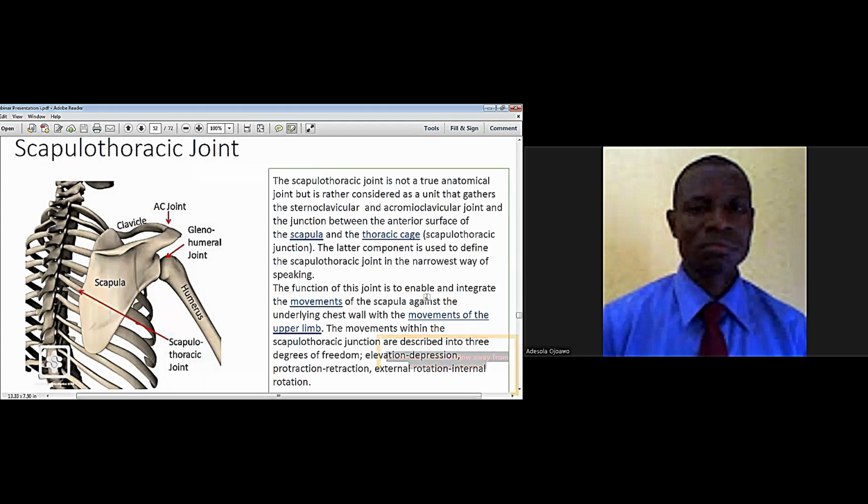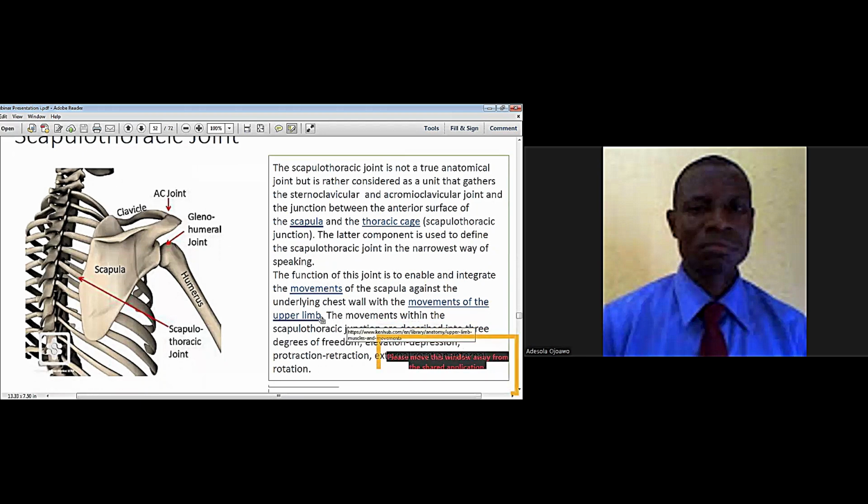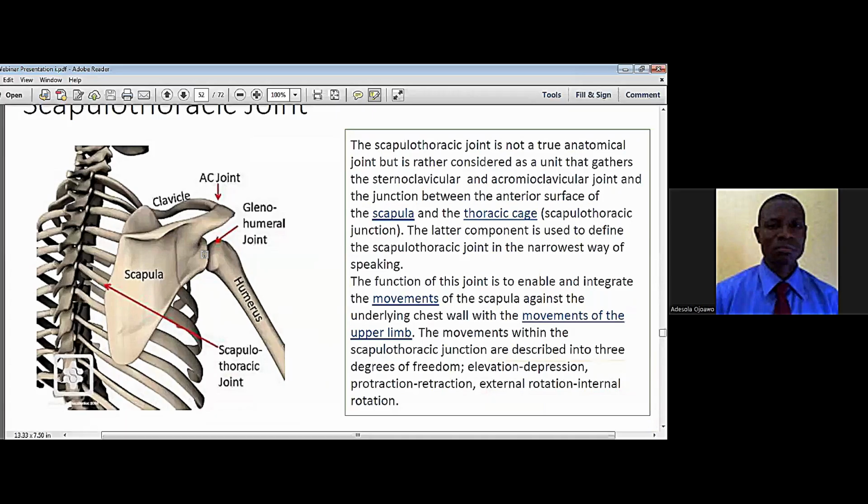The function of this joint is to enable and integrate the movement of the scapula against the underlying chest wall with the movement of the upper limb. So this one allows the glenohumeral joint to function properly. Because when you move the arm up, either abduction or flexion, the scapula will support it. It is going to go inferior when you move it up, and when you move it down, it is going to go superior. So they serve as supporting bone.